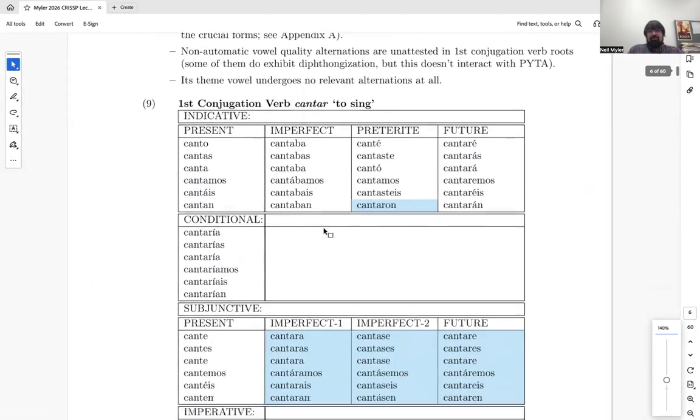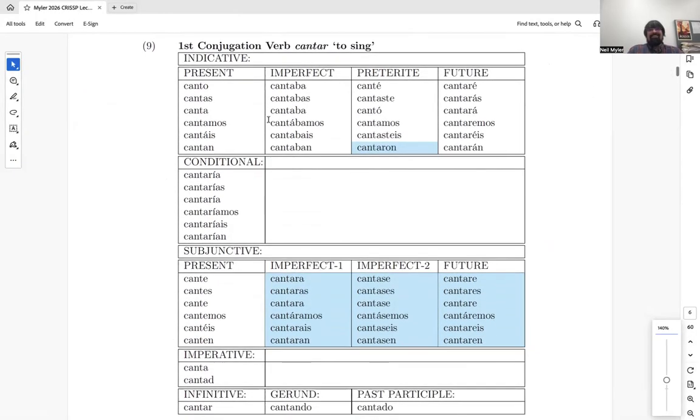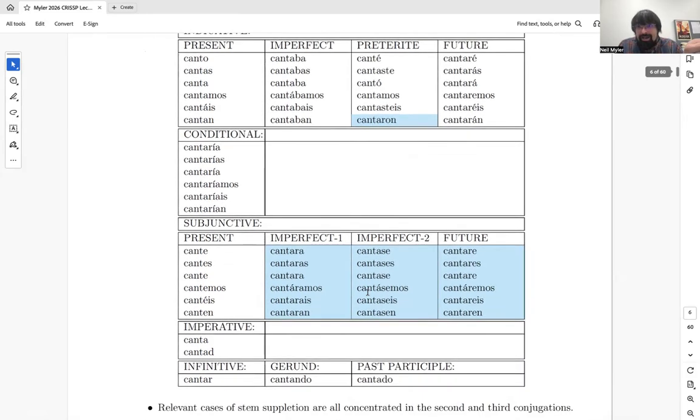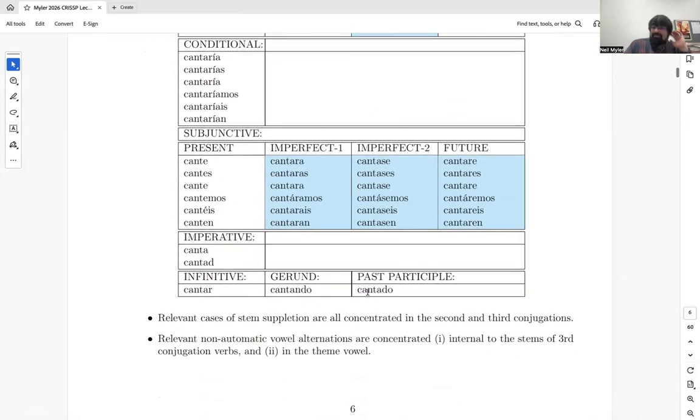Yes, PYTA is true of the first conjugation, right? So here's the entire conjugation for cantar, to sing, in line 9, and you can see you take the third person plural preterite, which is cantaron. You subtract the -ron, you get canta, right? And then that is indeed the stem that you have forming the relevant non-present subjunctives. But that's kind of trivial. Canta is part of most of these verb forms, and no interesting changes are happening for us to be surprised by. Now, relevant cases of stem suppletion are all concentrated in the second and third conjugations.